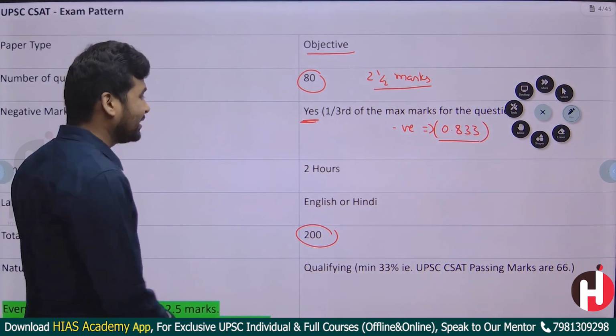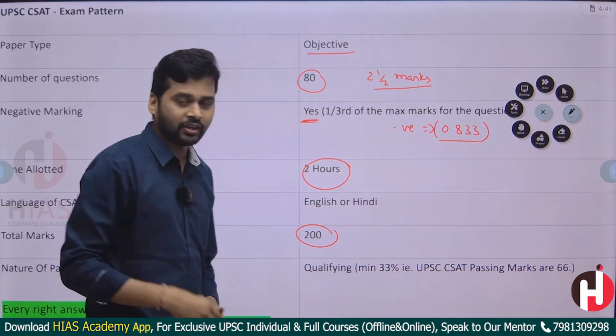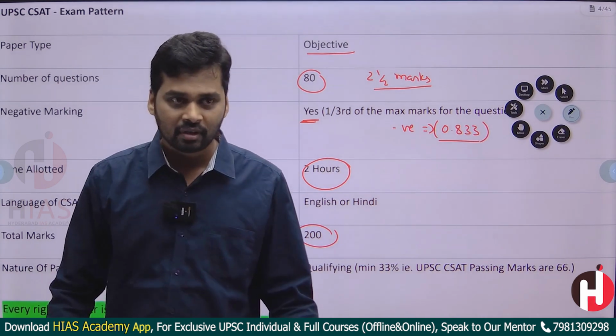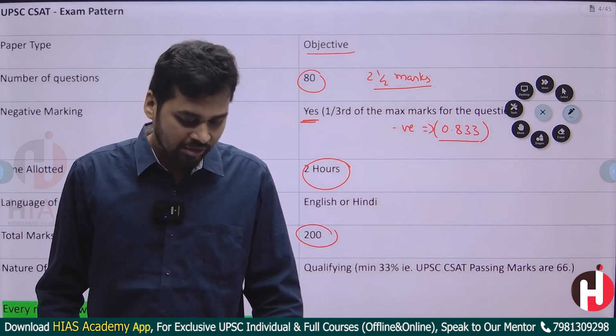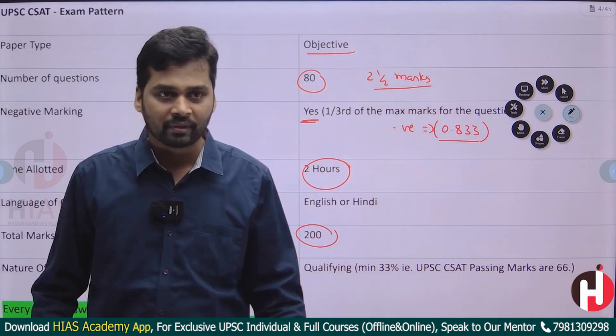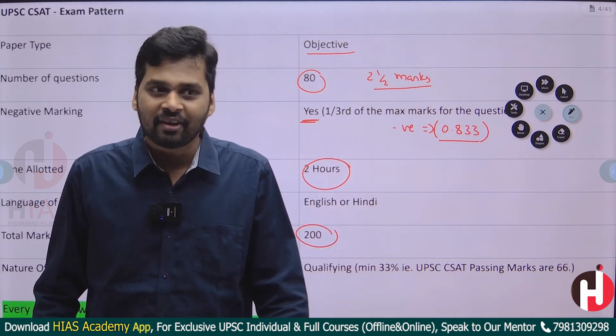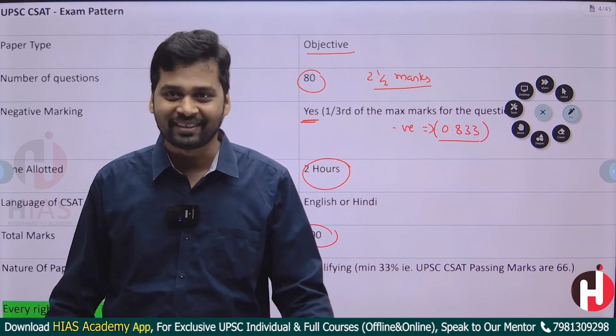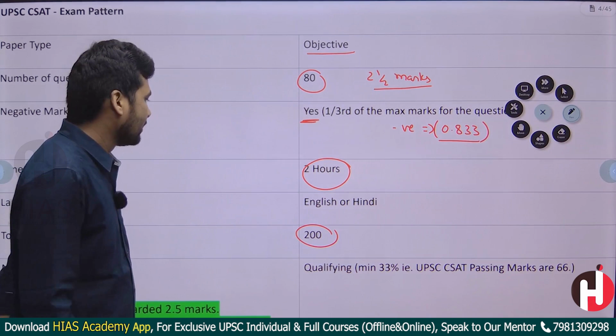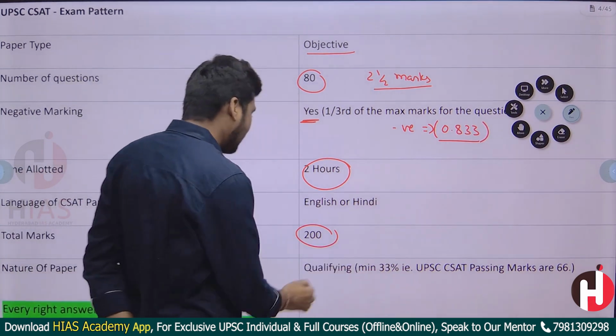Next, what is the duration? What is the GS paper 1 duration? 2 hours. So CSAT is also 2 hours. Paper 1 is conducted in the morning, and paper 2 is conducted in the afternoon. Okay, so you have to be careful, because it is in the afternoon.